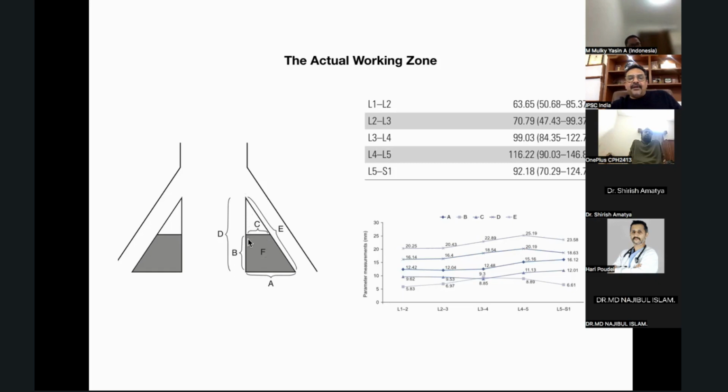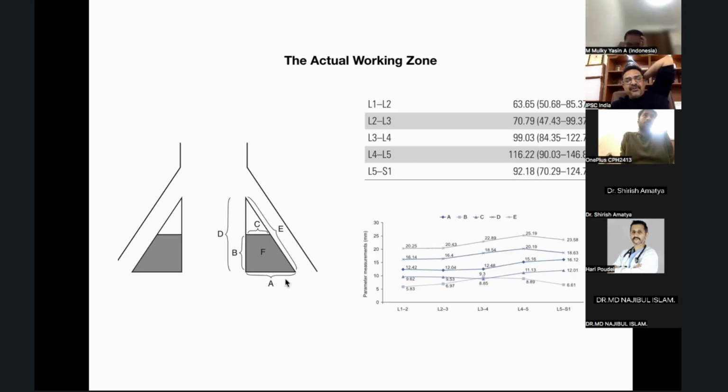Okay, so at all other spaces, we have the dura as one of the linings over here, but at L5S1, we have this S1 root which comes out over here, and that reduces the actual working zone. So that is why we have this narrowing as compared to others. We can see here the L5S1 reduction in the actual working zone.